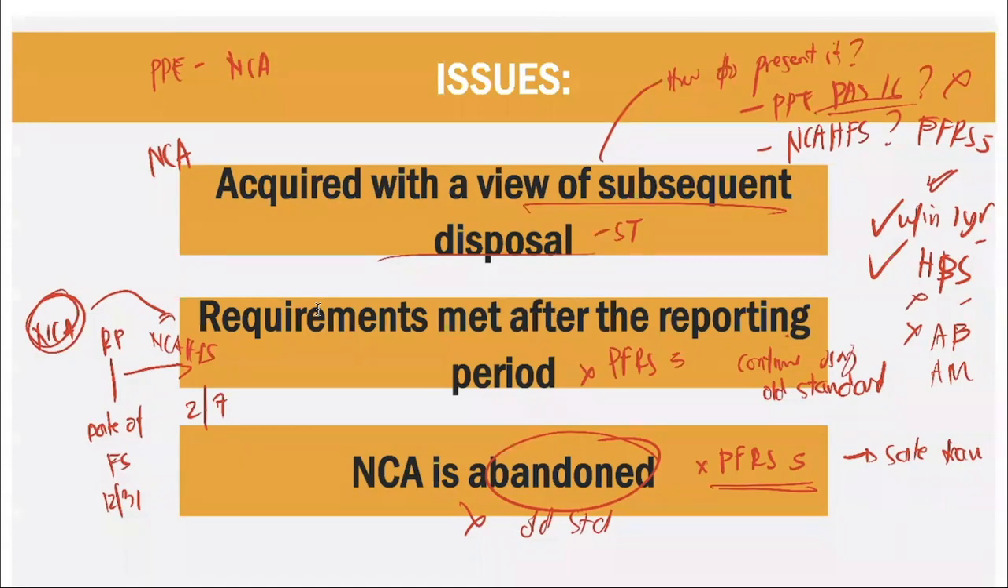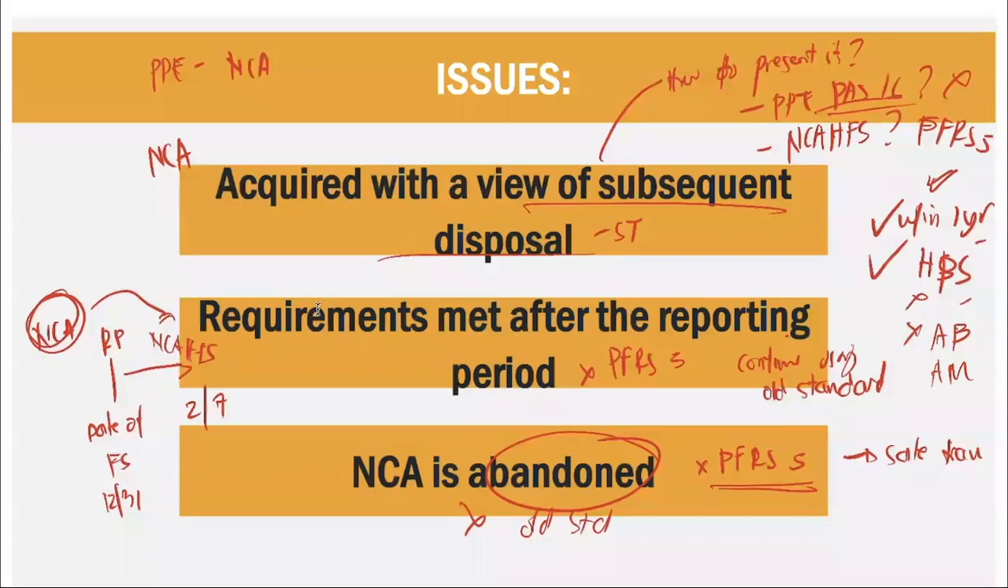What are the requirements of highly probable? You have an active seller that is committed to sell that asset. You look for an active buyer. You market it at a particular price. The sale can be done within 1 year. And there should not be intention to change those plans significantly or you will withdraw the plan to sell that asset. Once those requisites are present, then non-current asset held for sale.